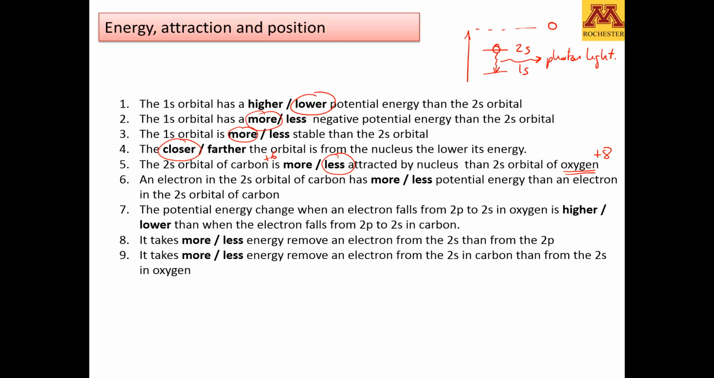Question number 6. Does an electron in the 2s orbital of carbon have more or less potential energy than an electron in the 2s of oxygen? Whoops, it should say oxygen. I apologize. We're just comparing the 2s orbital of carbon. So the 2s orbital of carbon is less attracted, so that the energy is closer to 0.